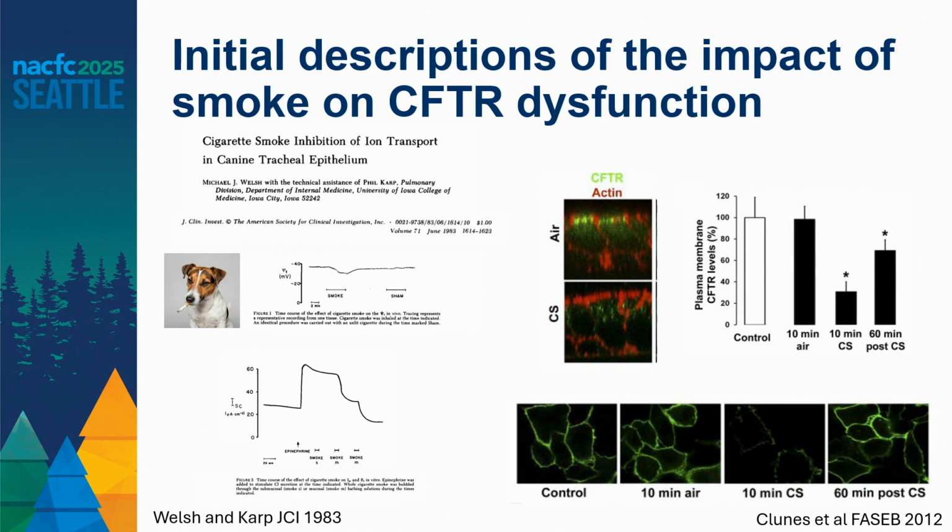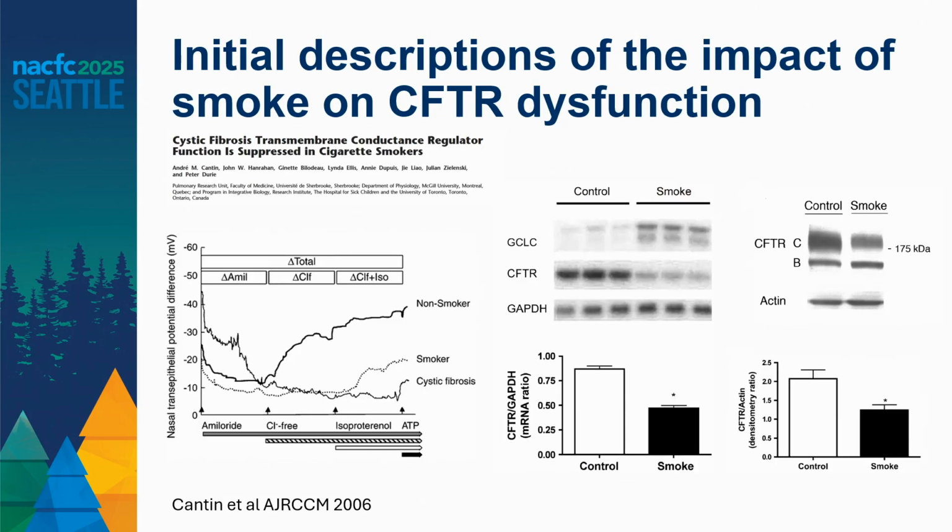About 30 years later, Rob Tarran at UNC helped us understand the mechanism of that, as far as maybe calcium-dependent, phosphorylation-dependent CFTR internalization in response to acute cigarette smoke exposure.